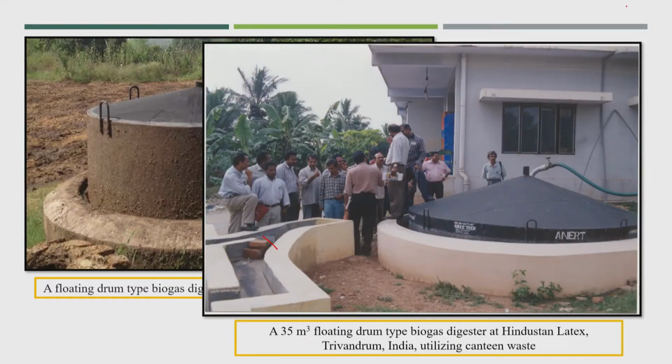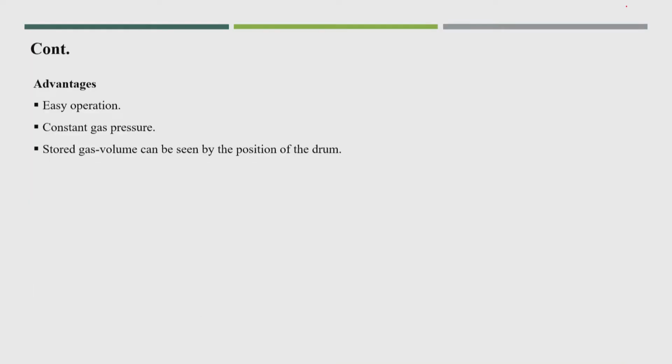So, this is one of the units, like a 35 meter cube floating drum type of reactor. You can see this is also a metal unit. Now, what are the advantages? Easy operation, constant gas pressure, and the stored gas volume can be seen by the position of the drum. This is one very important benefit.